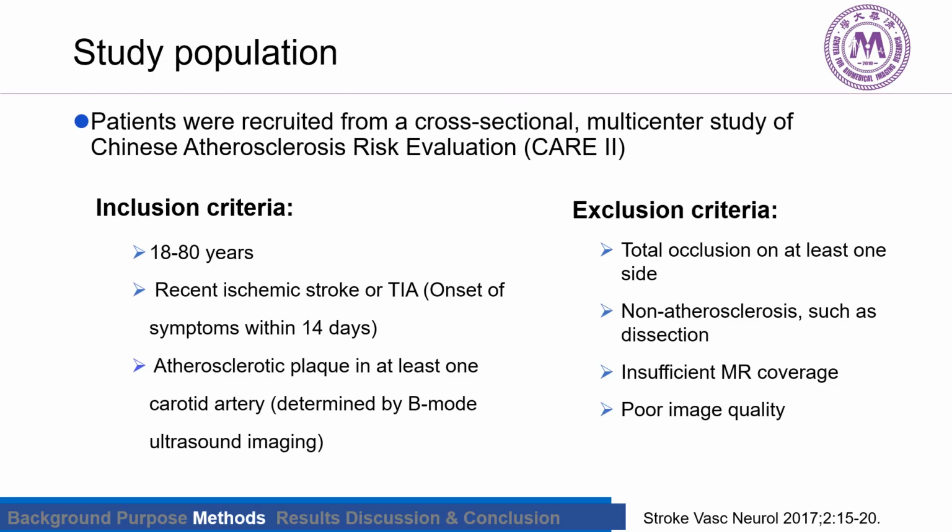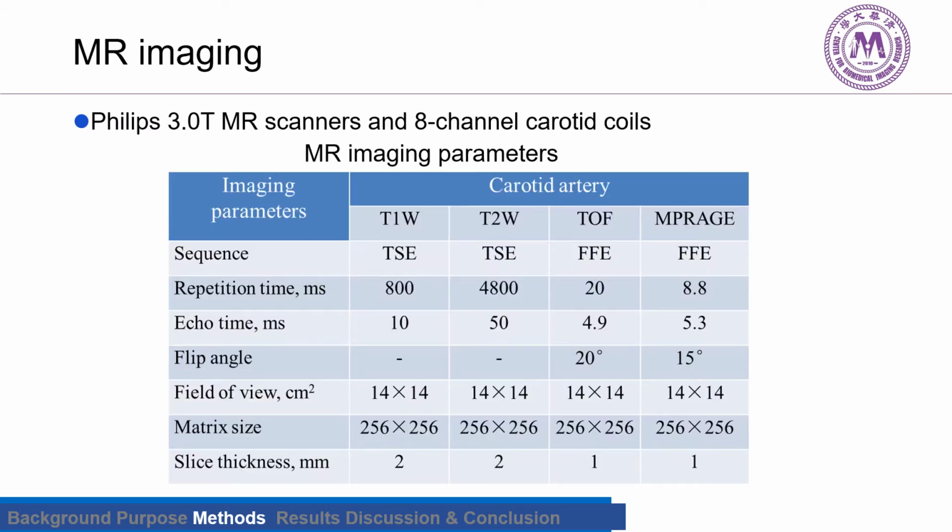All patients were recruited from the CARE2 study, which aimed to assess the prevalence and characteristics of carotid high-risk atherosclerotic plaques in the symptomatic Chinese population. The inclusion and exclusion criteria are as follows. Patients underwent carotid MR imaging on 3T MR scanners with 8-channel carotid coils. The imaging parameters are detailed in this table.